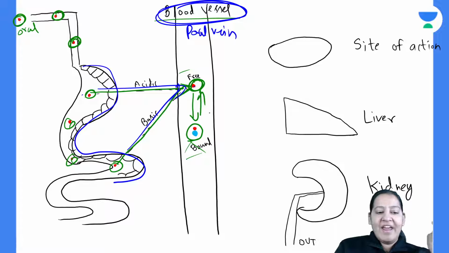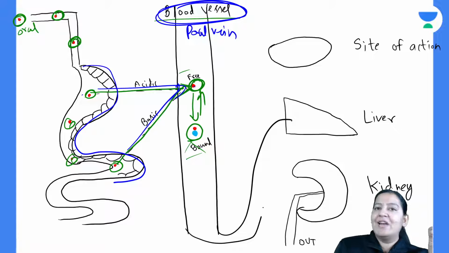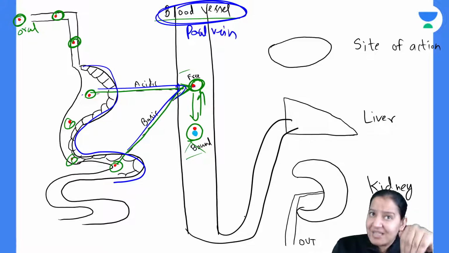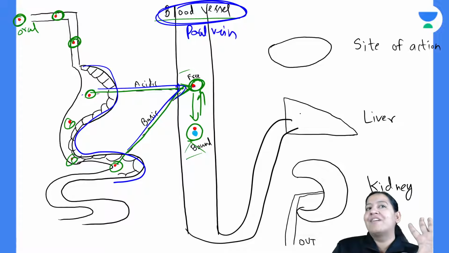So this portal vein will take the drug to the liver. First portal, it cannot go directly to the site of action. Listen, for the simplicity, I have drawn this diagram, but actually first, if it is a portal vein, it will go to the liver. It will take the drug to the liver. So here is the drug going to the liver. The free drug is going to the liver via portal vein.